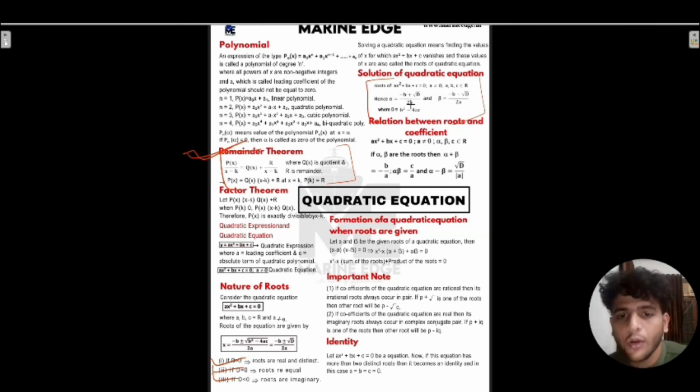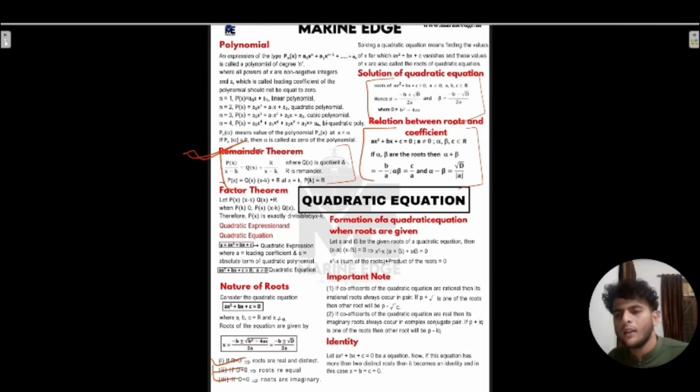The relation between roots and coefficients: for ax square plus bx plus c, where a is not equal to 0, if alpha and beta are the roots, then alpha plus beta is equal to minus b by a, alpha beta is equal to c by a, and alpha minus beta is equal to root D by a. The formation of a quadratic equation when roots are given.